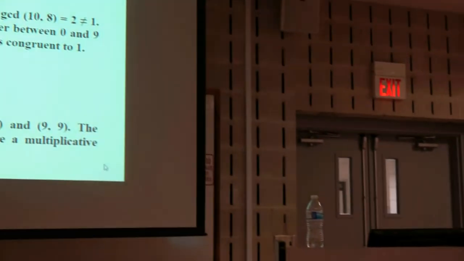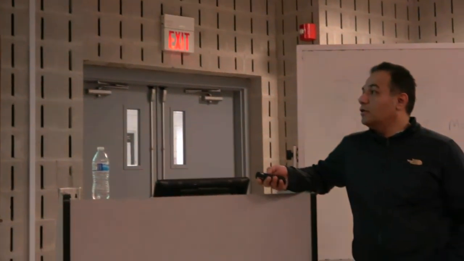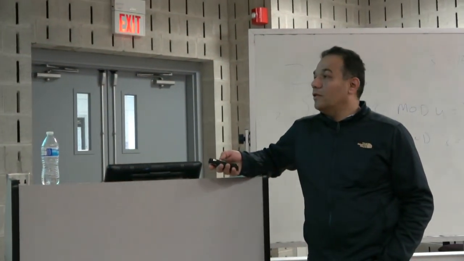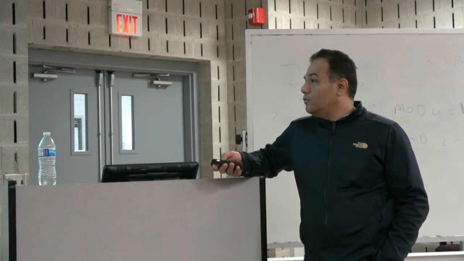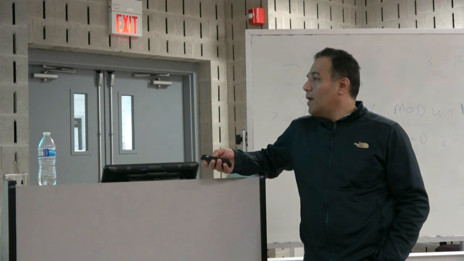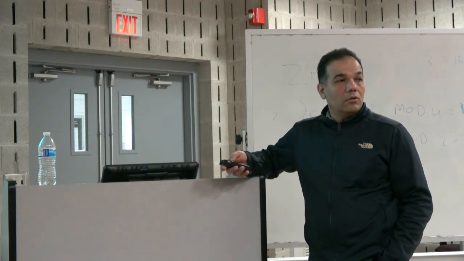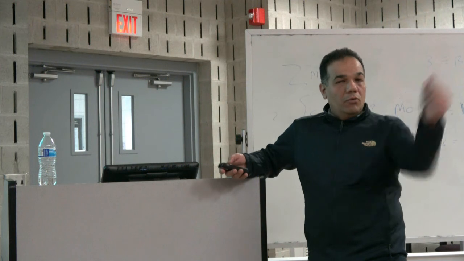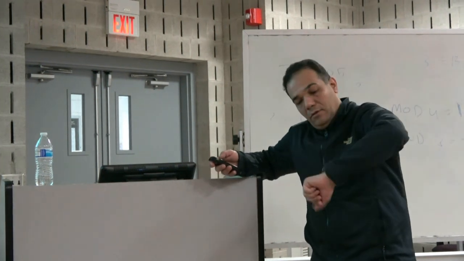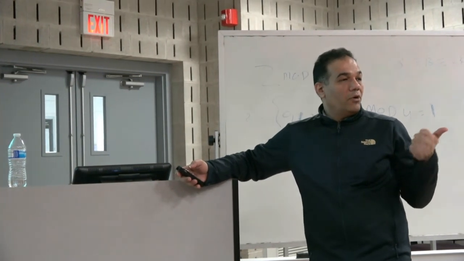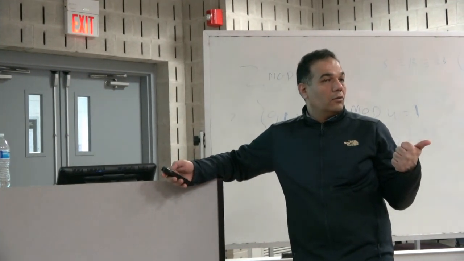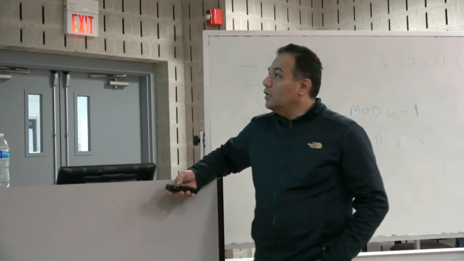So what are the numbers that have multiplicative inverses in Z10? 1, 3, 7, and 9. That's it. The rest of them don't have a multiplicative inverse. So numbers 0, 2, 4, 5, 6, and 8 do not have a multiplicative inverse. The rule we are learning here is that we need to know how to calculate the multiplicative inverse and the additive inverse. Every number will have an additive inverse, but not every number has a multiplicative inverse. Very important.